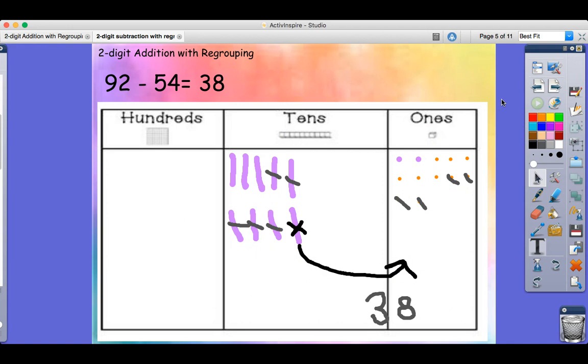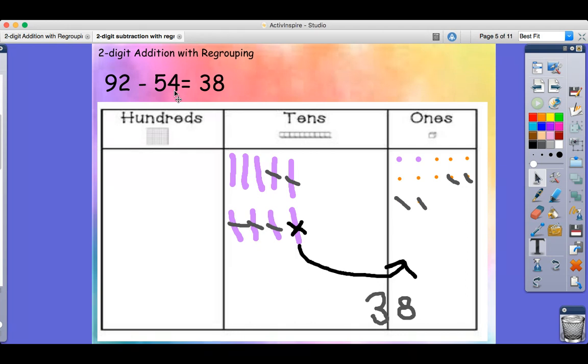Another method that you can use, or another tool that you can use, is the base 10 mat. Again, you can use this at home with just paper and pencil. You can draw this out to help you. I did 92 minus 54. I started by drawing out 92 in purple here. So I have 9 tens and 2 ones in purple. Then I had to think, okay, I'm taking away 54.